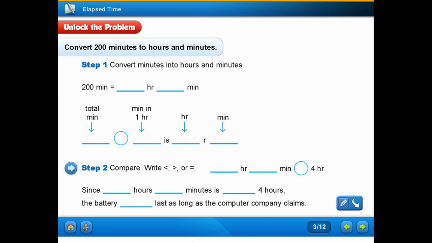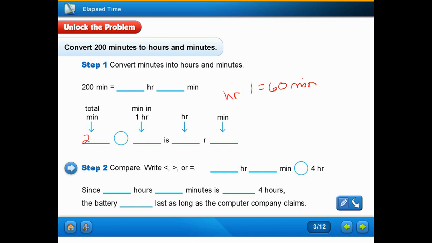So, starting here with step one, we're going to figure out 200 minutes is how many hours and how many minutes. Looking at our reference paper, the first thing we've got to figure out is are we going from big to small or small to big? Well, minutes to hours, we're going up. So we're going from small to big. Anytime we go from small to big, we're going to divide. So 1 hour equals 60 minutes.